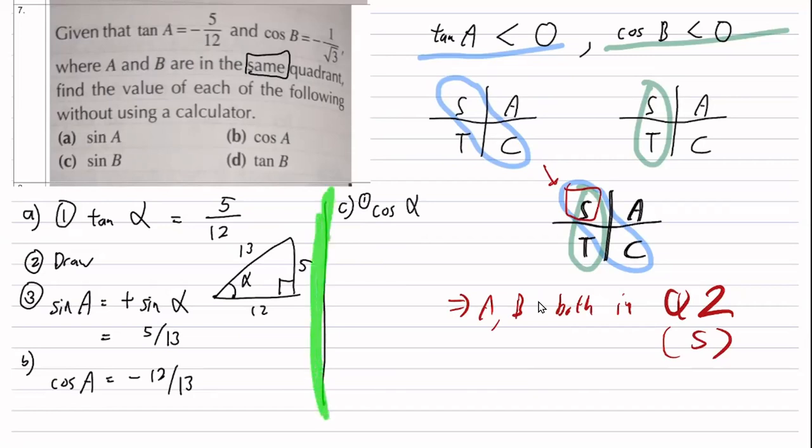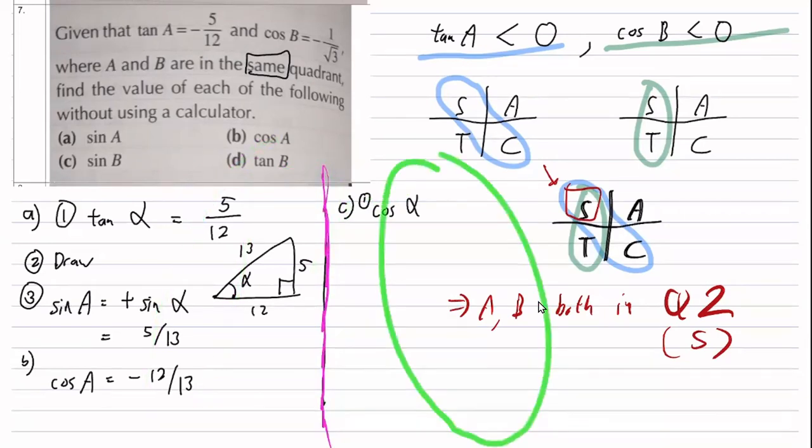I know the alpha is the same, so I'm still going to use alpha, but the alpha is different. This line is to separate them. The alpha in part A is one alpha. The alpha in part C is a different alpha.